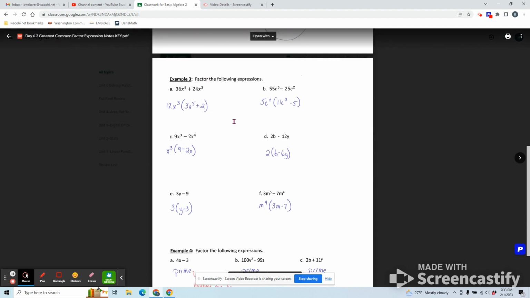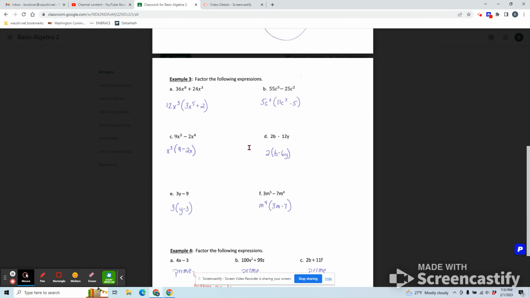Example 3 is just the same idea, so you can go ahead and work through those as you need to. Now notice on letter D, the only thing I can take out is a 2. You may think, well, Mr. Slover, they have letters. I agree, but those letters are not the same. One is a b, one is a y. Those are not the same letters. If they were the same, we could take them out, but they're not.